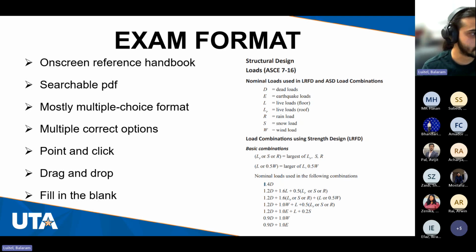The questions are mostly multiple choice format, but there will also be some questions which have multiple correct options. There might be point and click, drag and drop, fill in the blank. On the right side, if you see it, this is one of the sections of the reference handbook. That's for structural design, which has given the load combinations for LRFD. If you do not know exactly where this section lies, and you want to see the load combinations, then it will take a lot of time to find the reference you want, which may kill your time.